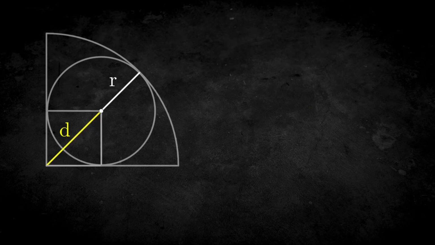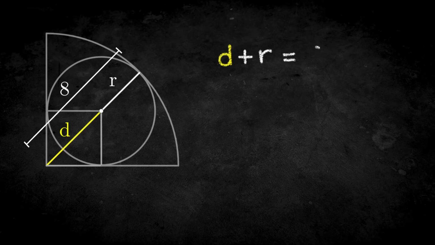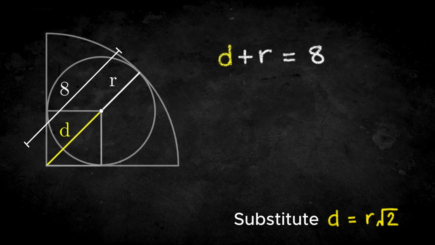Next, if we add the diagonal D and the radius R, the length is equal to the radius of the quarter circle, which is 8. So we have D plus R equals 8. Substitute D equals R square root of 2 into the equation. We get R square root of 2 plus R is equal to 8.